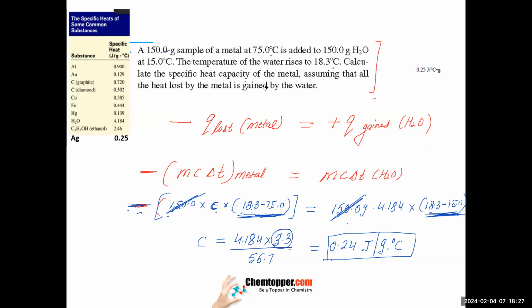Okay. Now which element? Identify the element. The table is here. Identify which element this is. This value is closer to the specific heat capacity of which element? Silver. This is silver, children. Okay. Moving on.